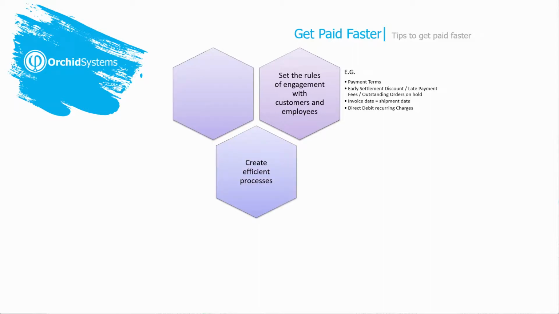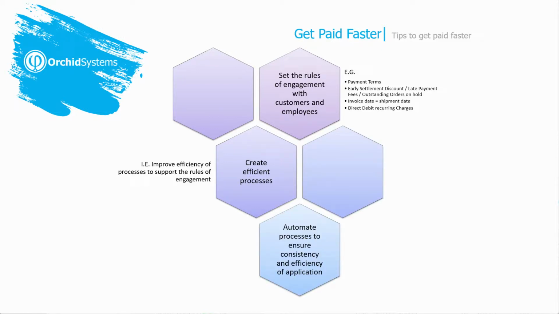And once you have these rules, you need to create efficient processes. That is, to improve the efficiency of your processes to support the rules of engagement. And wherever possible, automate these processes to ensure consistency and efficiency of application. For example, you might have a process to automatically put orders on hold when the customer is outside their payment terms. And you might also have processes to distribute relevant information in a timely manner to all concerned. Another example may be to automatically email the invoice when the goods are shipped, and to automatically direct debit recurring charges on their due date.